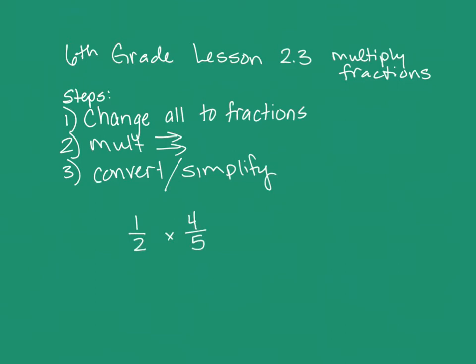And now that we've dusted off those cobwebs, let's go ahead and go into this lesson. If I had 1/2 and I needed to multiply it by 4/5, the steps would be change everything to a fraction. That's a fraction, so that step is done. Multiply straight across both the numerators and the denominators. So I'm going to do 1 times 4 is 4, and 2 times 5 is 10.